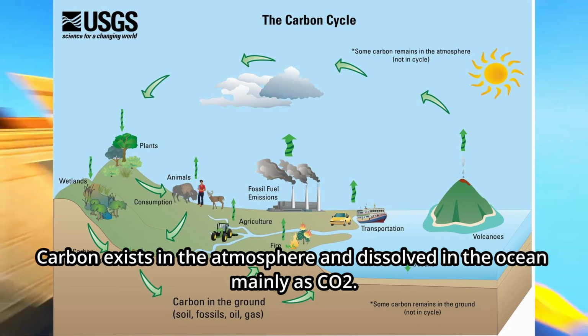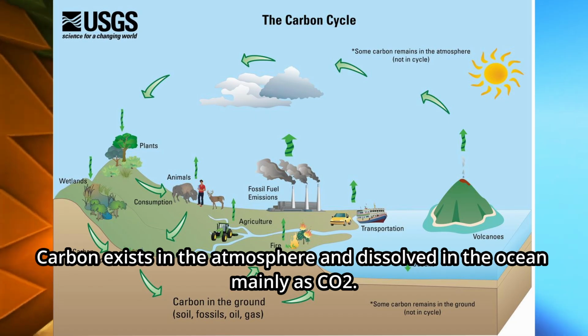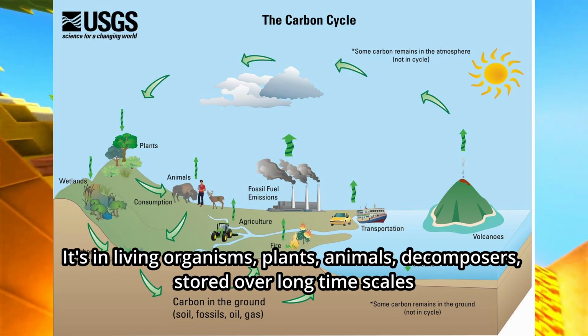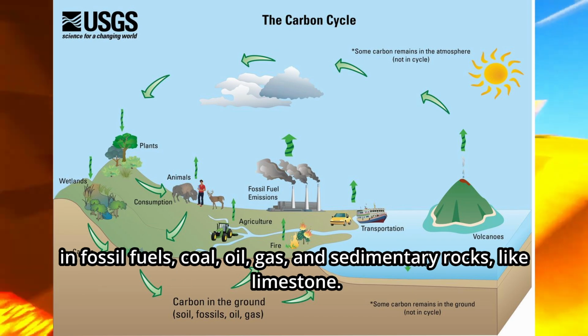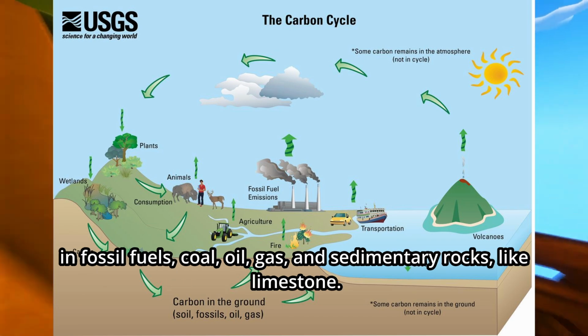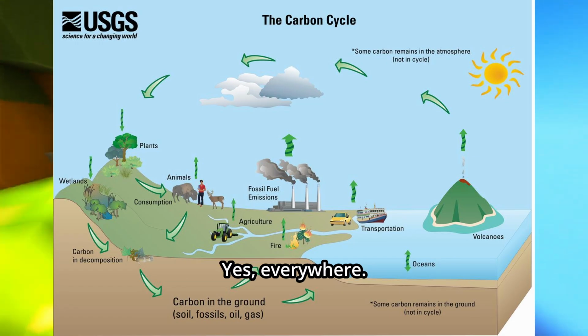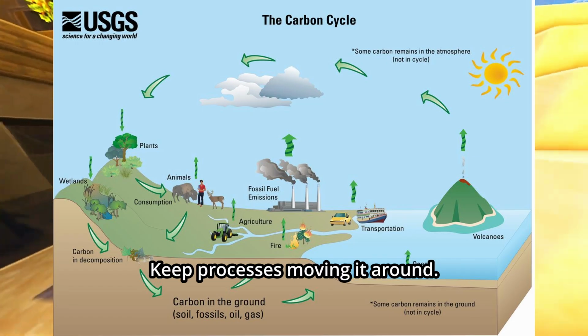Carbon exists in the atmosphere and dissolved in the ocean mainly as CO2. It's in living organisms: plants, animals, decomposers. It's stored over long timescales in fossil fuels (coal, oil, gas) and sedimentary rocks like limestone. Volcanoes also release carbon. It's everywhere. Key processes moving it around.